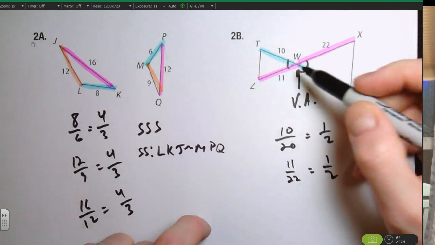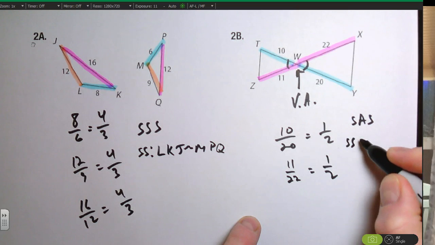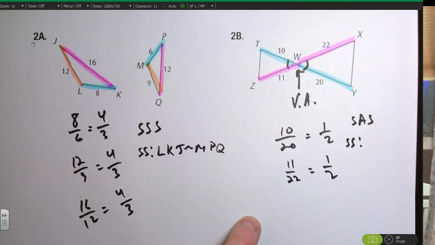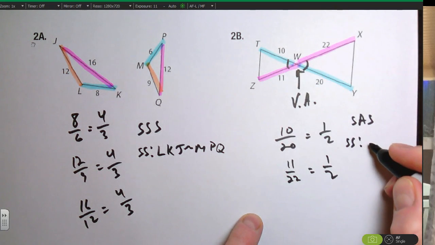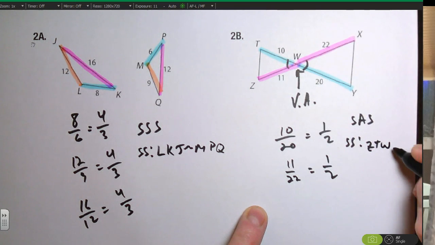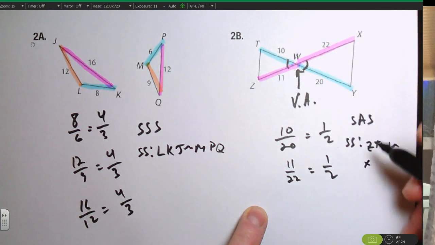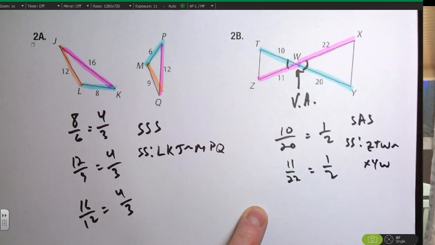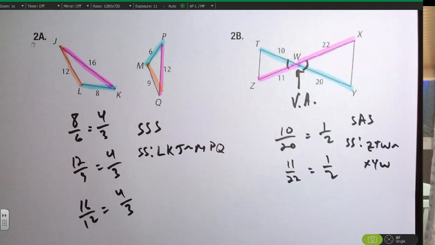So hey, both these guys reduce to 1 over 2. The angles are congruent between them. So yes, this is side angle side similarity. And your similarity statement, let's see, Z and X correspond. So Z and then T and then W is similar to X, Y, and then W. So ZTW, XYW. Those guys are similar. Okay. All right, now let's see here next.